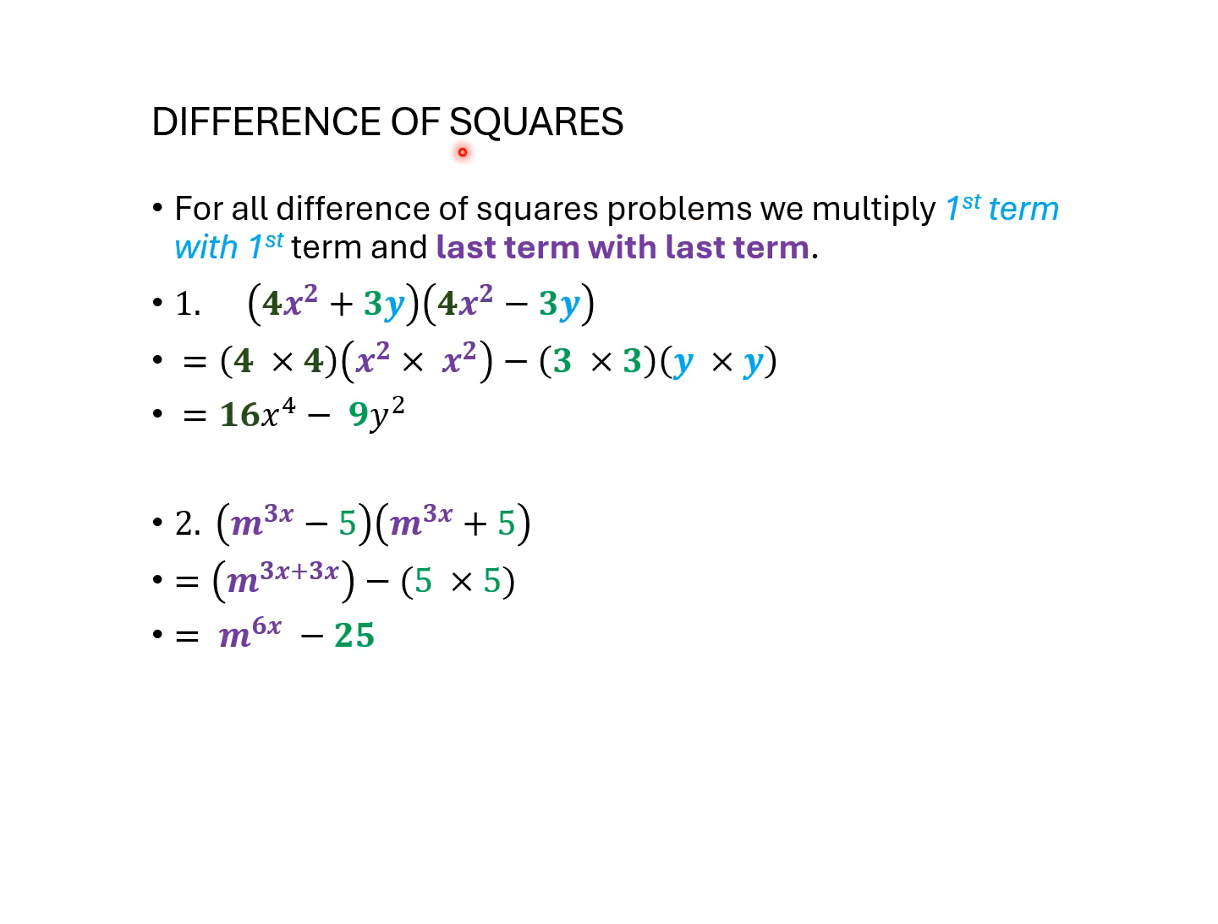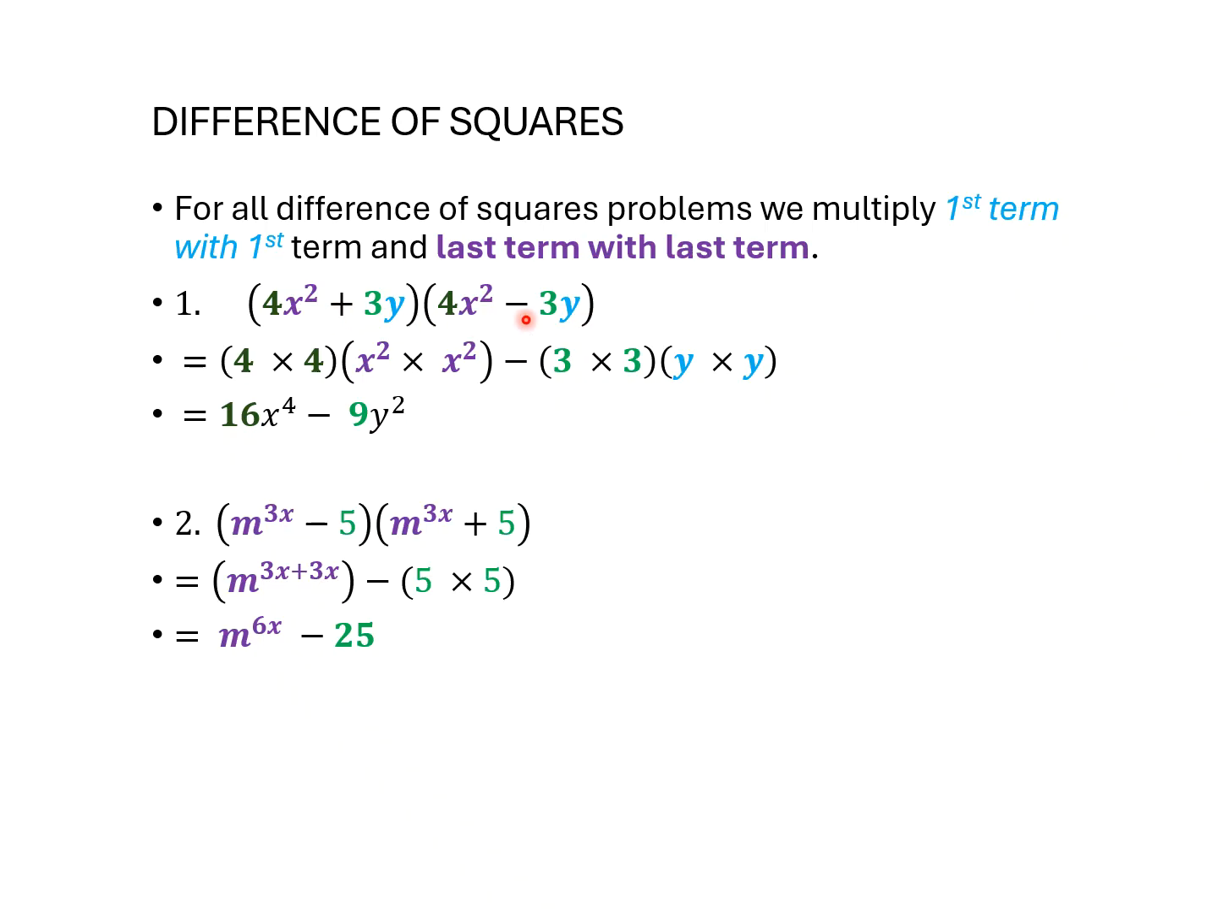So for difference of squares, the terms are the same in both brackets, and the only thing that's changed is the signs. We will ensure that we multiply only the first term with the first term and the last term with the last term. Very important. I hope you've got that. So if the terms in the brackets are the same but the signs are different, positive and negative, we only multiply first term with first term and last term with last term. If you look here, I've got 4x squared and 4x squared, exactly the same. 3y and 3y, exactly the same, but that one is positive and this one's negative.